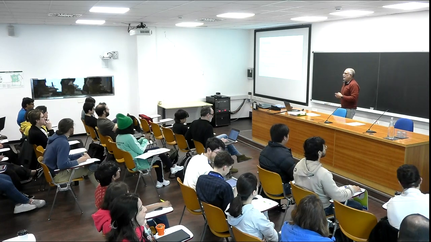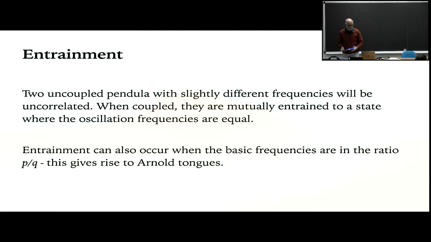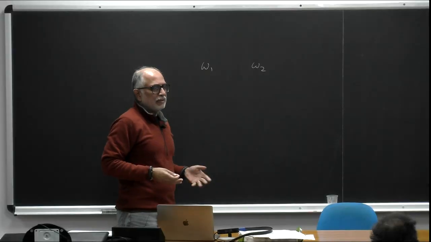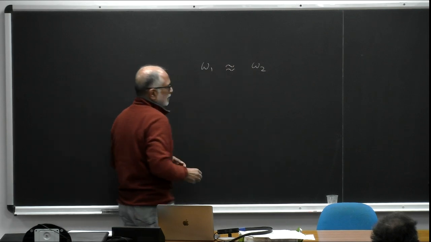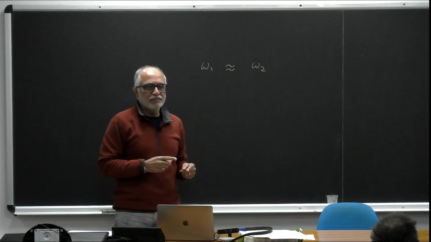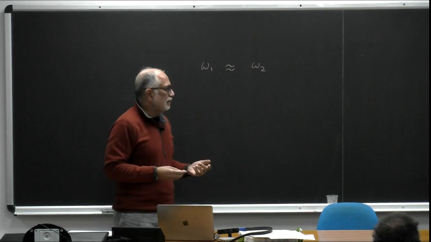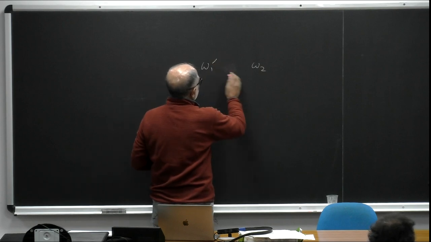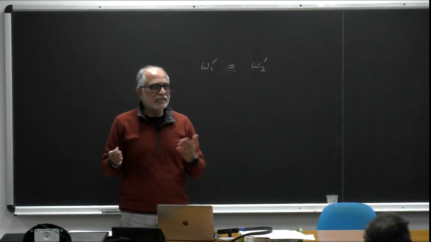So now, two uncoupled pendulums with slightly different frequencies are going to be uncorrelated, right? All right, so if one pendulum has frequency omega 1 and the other frequency is omega 2, if they are almost similar pendulums, then coupling them somehow makes these two pendulums pull each other to a common frequency. Namely, this one will go to some new frequency omega 1, this will go to some new frequency omega 2, and those will be identical. All right? So that's what we are seeing.